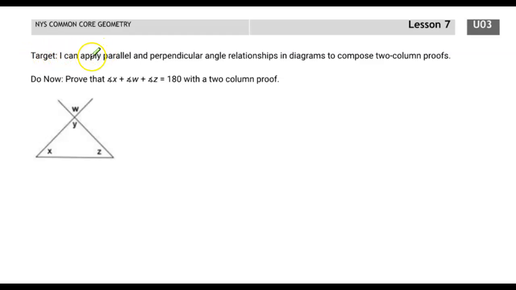The learning target is I can apply parallel and perpendicular angle relationships. I can tell you that most of these are going to be parallel angle relationships, or sometimes known as transversal relationships, in diagrams to compose two-column proofs. Remember, those two-column proofs consist of statements and reasons.